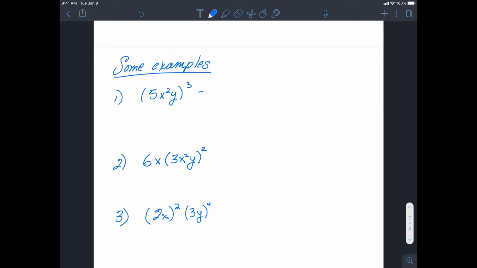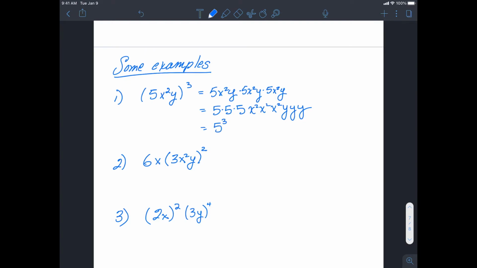So working this out, this would be 5x squared y times 5x squared y times 5x squared y. And if we gather up all the like terms using any order, any grouping, we can see that there are 3 5s, 5 times 5 times 5. There's an x squared, and x squared, and a y, and a y. 5 times 5 times 5 is 5 to the 3rd power.